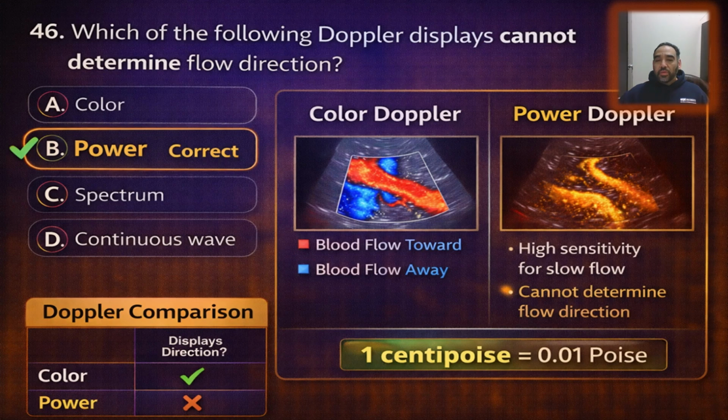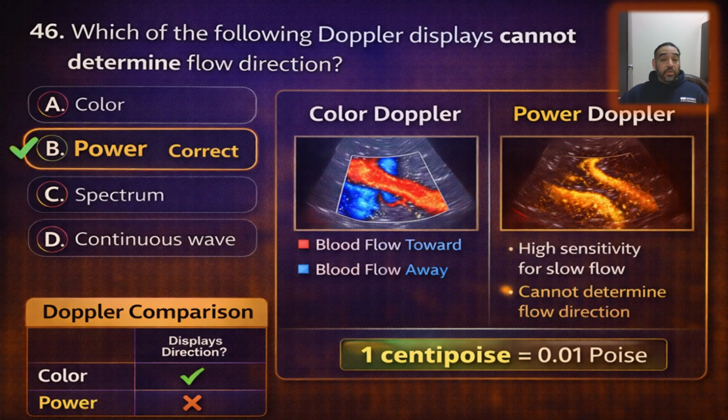And why is that? Power Doppler displays the amplitude, remember, the strength of the Doppler signal, the presence and the amount of moving blood, but it doesn't analyze frequency shift direction. It doesn't care whether flow is toward or away, and it only shows how strong the signal is. That's why power Doppler is often a single color, usually orange or yellow. But let's look at the other answers and determine what's wrong with those.